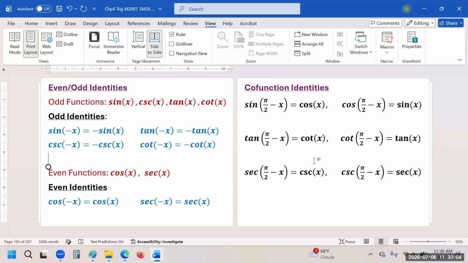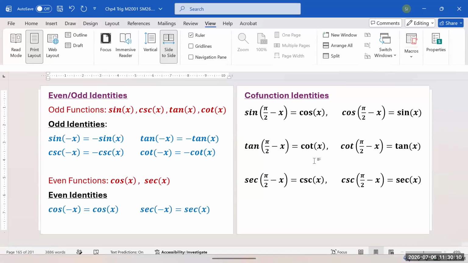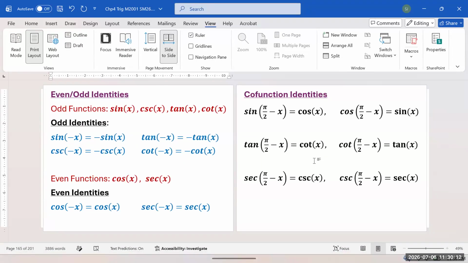For example, the normal sine graph without any transformation starts from 0, goes up, goes down, and ends at 0. This is half pi. Now, if you shift this half pi, half unit to the left, then we start our function from here, goes down, and then goes up. It becomes cosine.